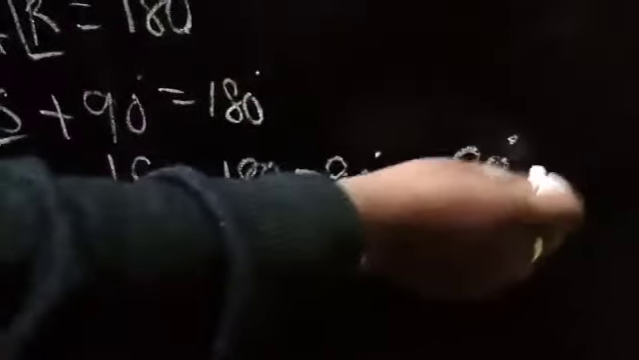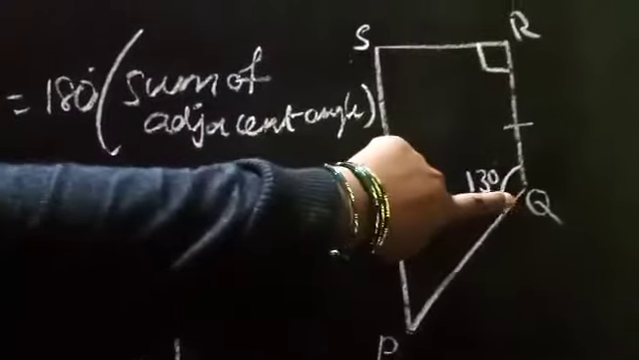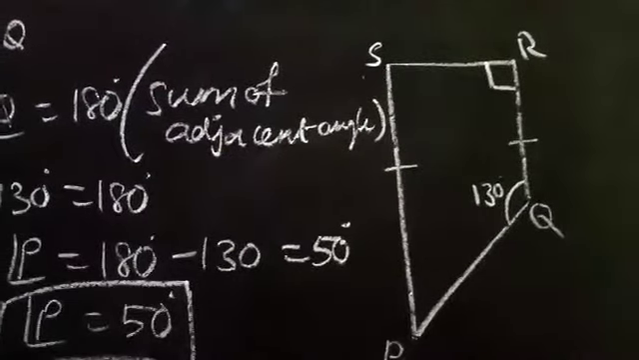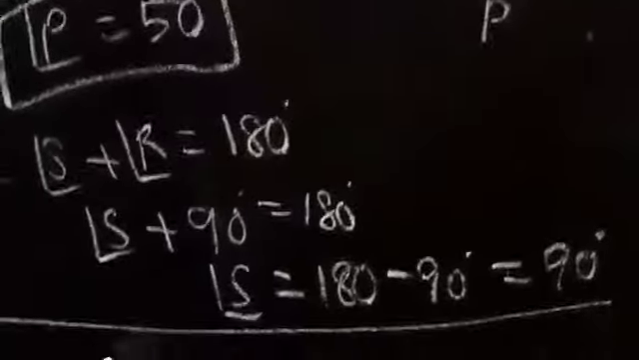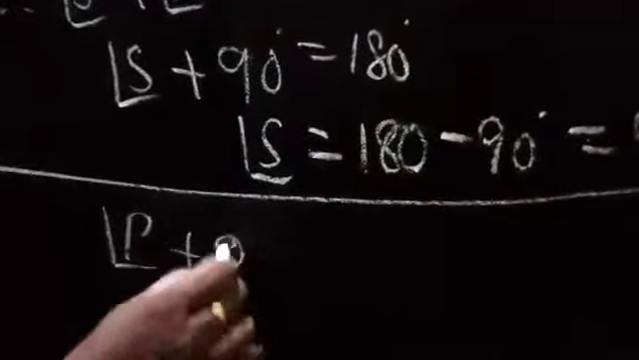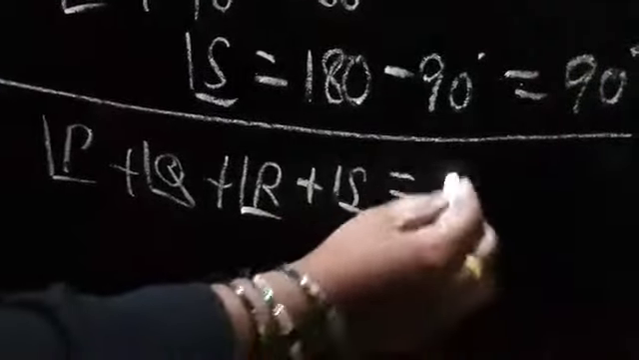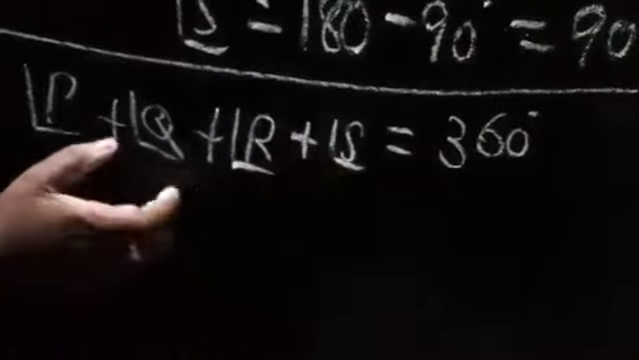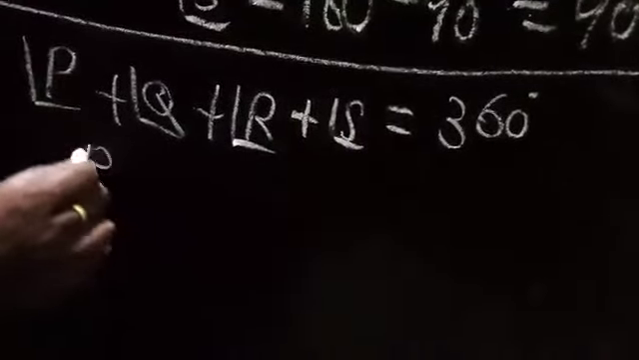Now, one more method is there. What is the one more method? This is a quadrilateral. In a quadrilateral, P angle, Q angle and R angle, S angle, all four angles, if we add, we have to get 360 degrees. Therefore, we will add P angle plus Q angle plus R angle plus S angle. We should get 360 because it is a quadrilateral. In a quadrilateral, the sum of the angles is 360 degrees. P angle only we have to find.